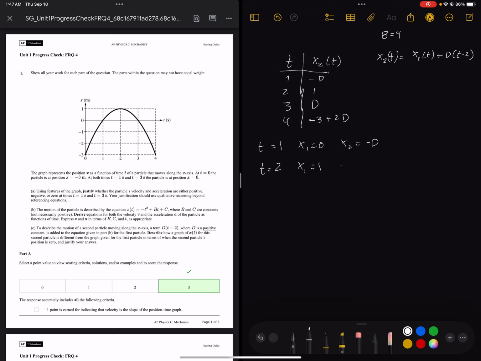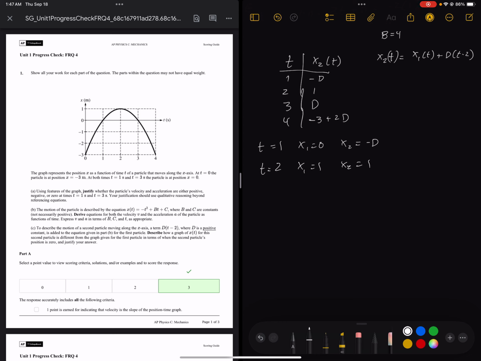And when you evaluate it for x2 and plug in the equation, let's see here. Oh, the d term cancels out, right? So d times (t minus 2), at time t equals 2, at 2 seconds, I have 2 minus 2, so the d goes away. So it's going to be the same position as x1, okay? So x2 is also equal to 1, all right?